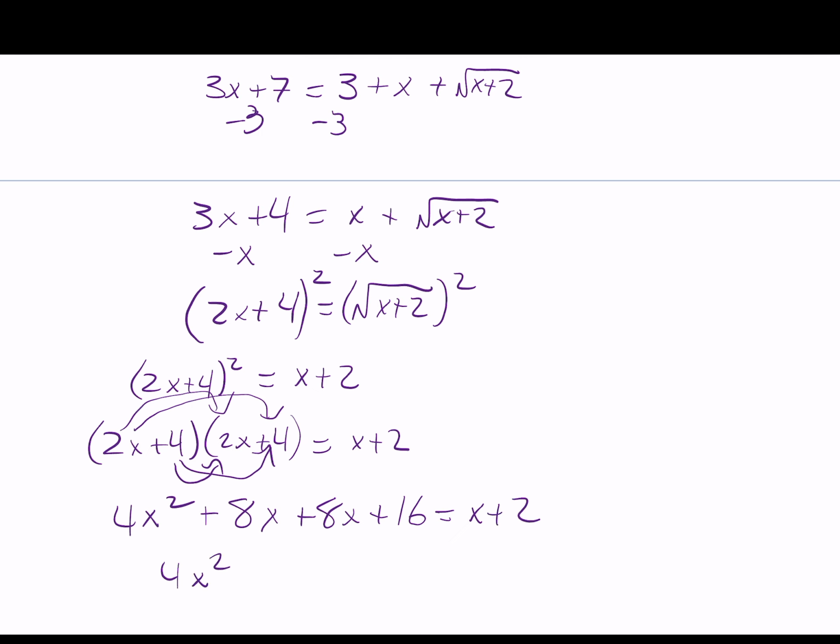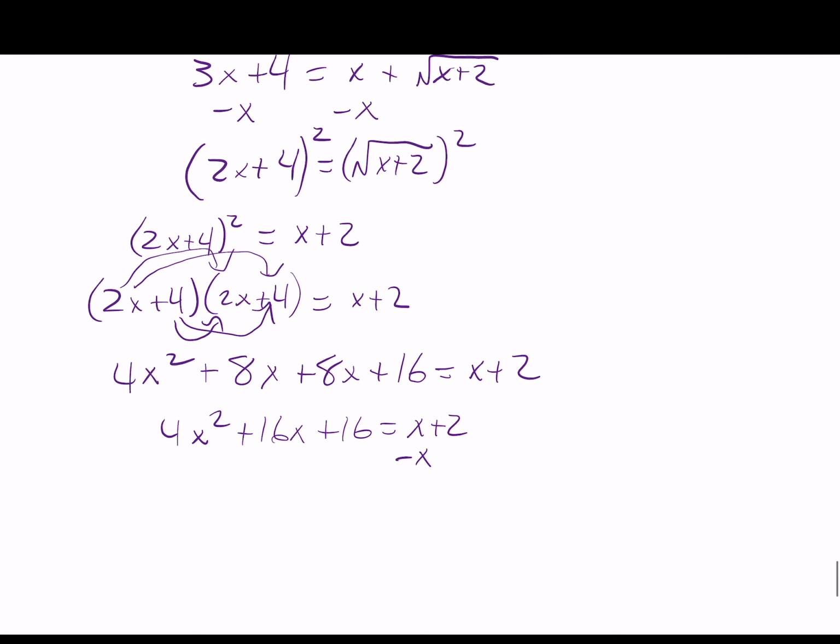So 4x squared, we have two terms that are 8x plus 16x, plus 16 is equal to x plus 2. We can now subtract x from both sides and get 4x squared plus 15x plus 16 is equal to 2. And then we can subtract 2 from both sides to get 4x squared plus 15x plus 14 is equal to 0.